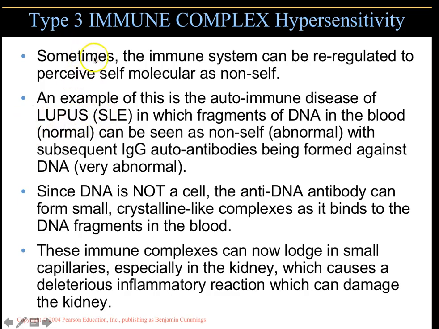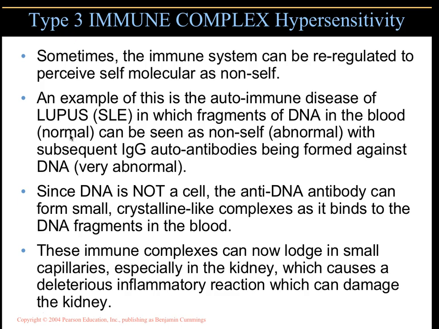So it says sometimes the immune system can be re-regulated. Again, we don't know all of the pathways and we don't know how to reverse them yet. But it can be re-regulated to perceive self as non-self. An example of this is a disease called lupus, or systemic lupus erythematosus. Fragments of DNA in the blood, that's normal. Your body should never see DNA as abnormal. It should never see DNA as foreign or different.